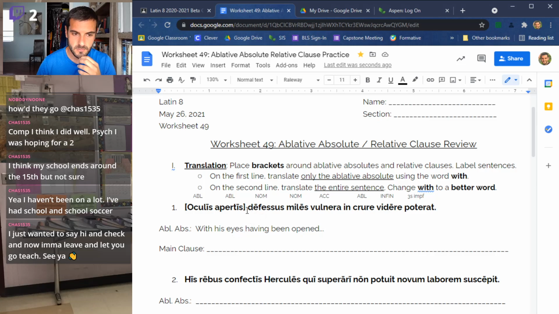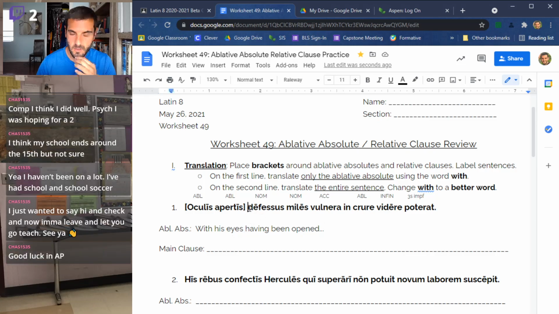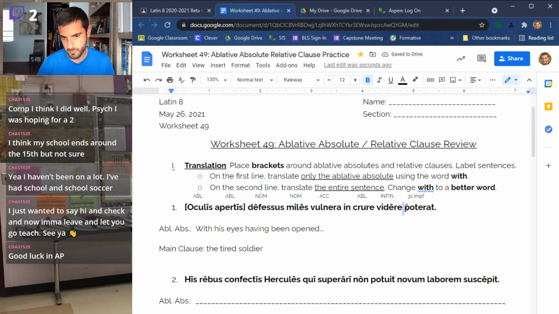So now our main clause, right? Defesus miles, adjective here means tired. So the tired soldier. After my subject, I want to translate my verb. So I've got poterat. The tired soldier was able to, there's usually an infinitive close by, was able to see the volnera, the wounds, was able to see the wounds in crura. Your crus is your leg. So he was able to see the wounds on his leg.